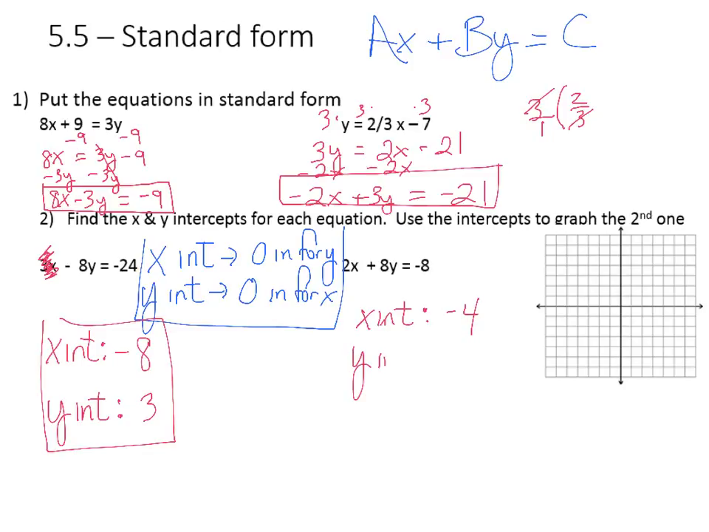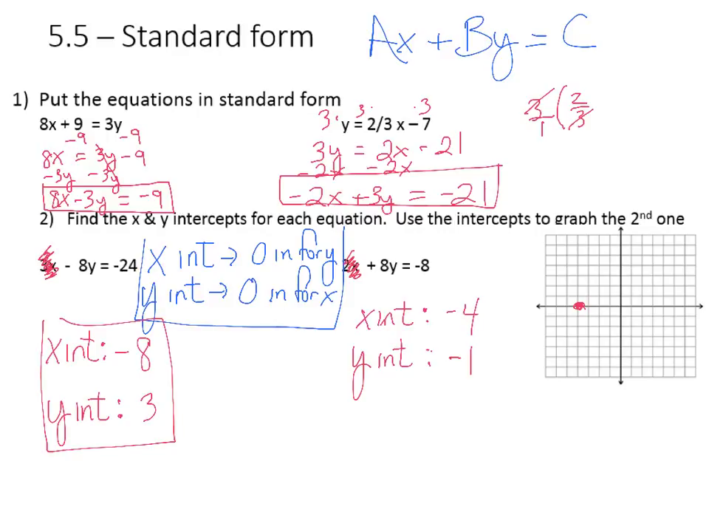To find the y-intercept, you plug 0 in for x. You're always plugging it in for the opposite letter. If I plug 0 in for x, then what's y going to equal? Negative 1. Once you find the intercepts, you can go over here to a graph and plot them. On the x-axis, I'm going to plot negative 4.